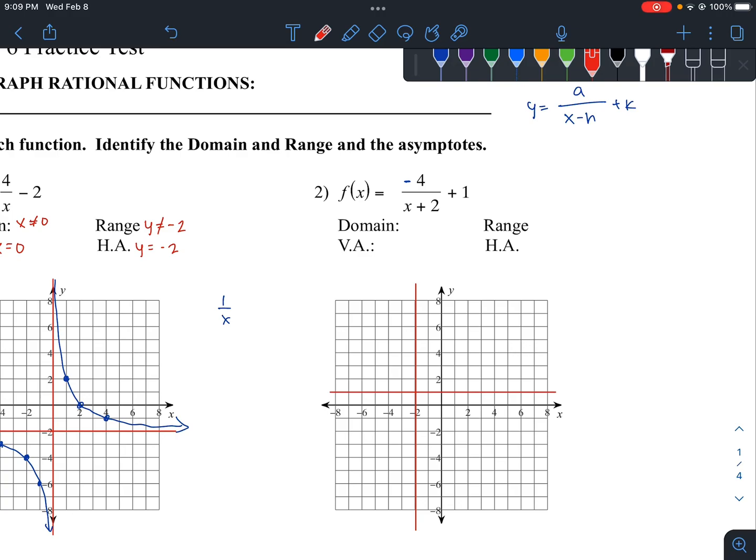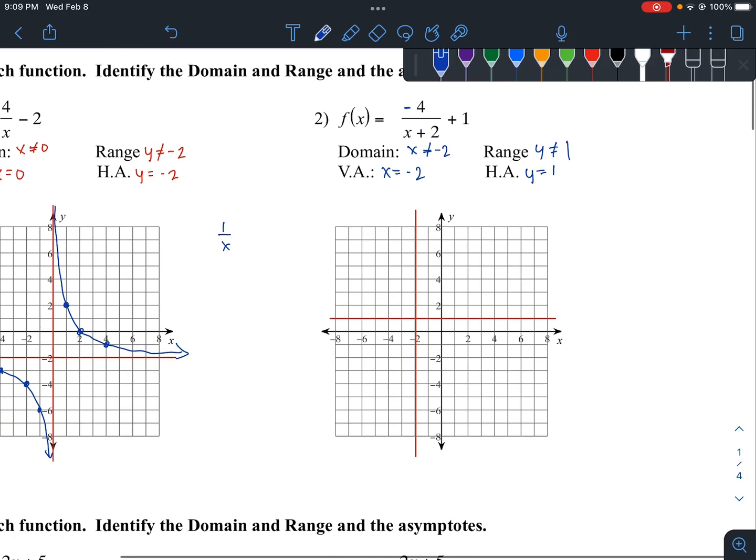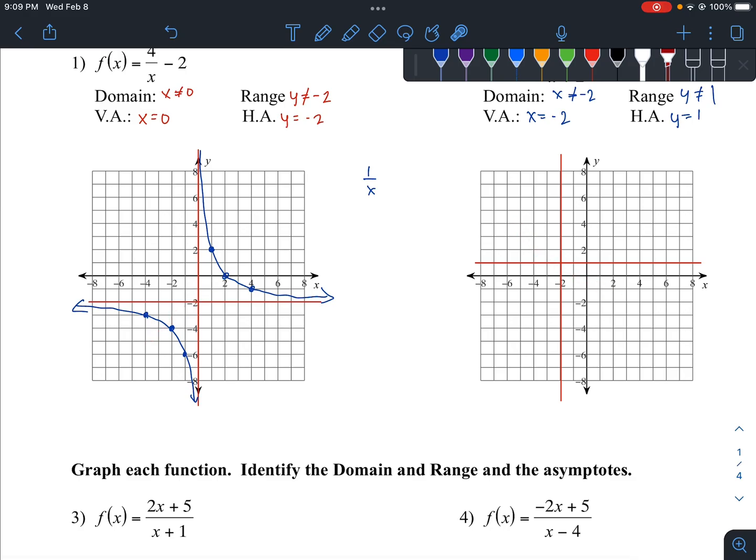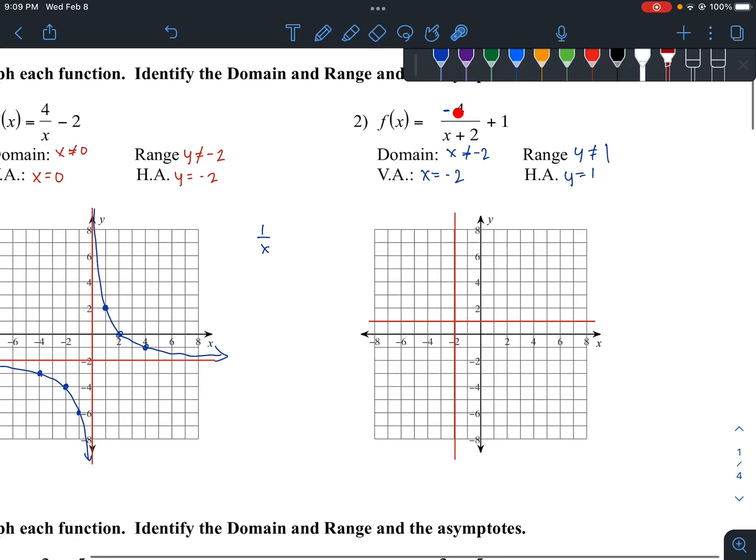Okay, there we go. So we have those, and with that being said, the vertical asymptote is at x equals -2. The horizontal asymptote is at y equals 1. So that means the domain: x cannot equal -2, and y cannot equal 1, because that's where the asymptotes are. And we have -4. The negative just means that we're going to be in the upper left and bottom right, so opposite to what we had here. And it looks like it's the same stretch.